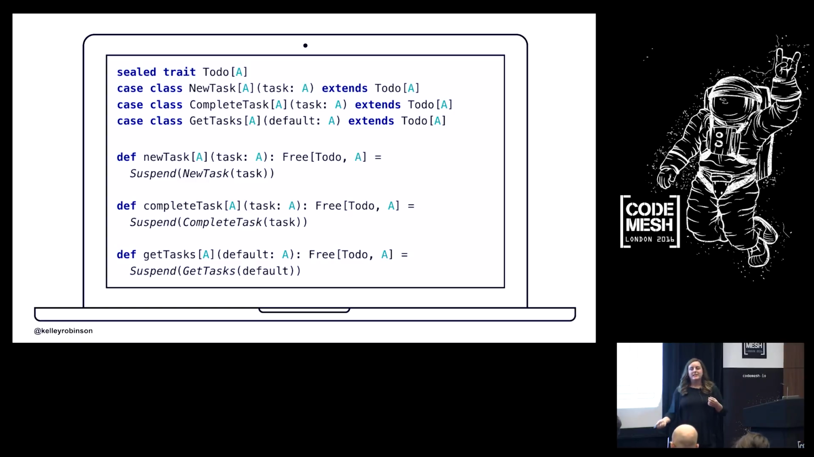But again, we're not doing anything right now. We're just talking about what we want to do, and we don't know what this means to actually create a task or complete a task. And that's what makes it free, because we haven't defined the interpretation. So let's see what this looks like.